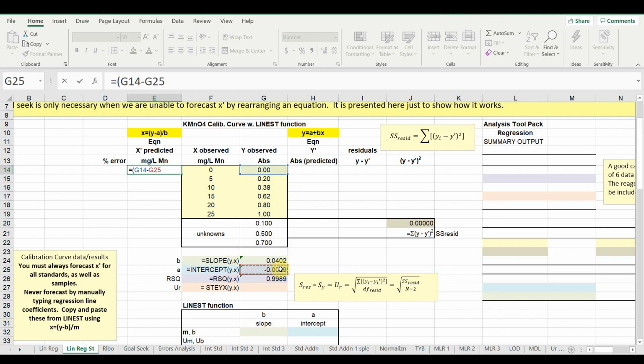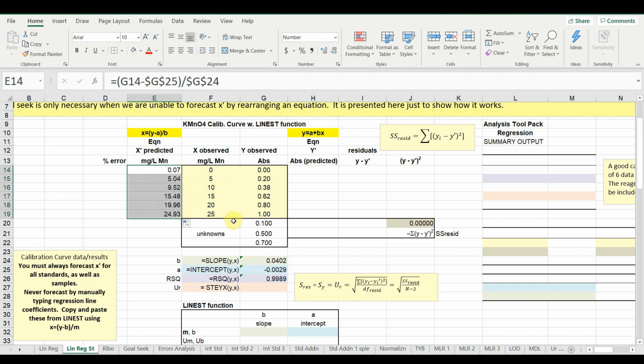This value, we need an absolute reference, hit F4, close the bracket, divided by the slope, this value here, absolute reference, and enter. We're predicting 0.7 for a value of 0.00. Well, let's drag that down to the bottom of the standards and take a look. Some of these look very close. Some look not so close.